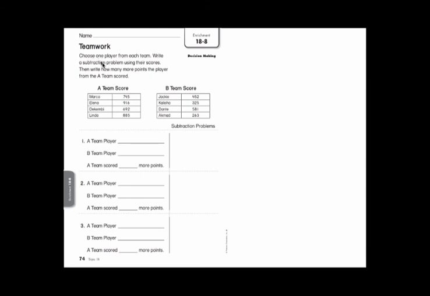So you actually are going to get to take a look at some problems right here. It says, choose one player from each team. Write a subtraction problem using their scores. Then write how many more points the player from Team A scored. So this is actually going to have you looking at some real-life data and making some decisions and some comparisons. So you're really going to be challenging yourself here to write some subtraction problems that solve some real problems. So go ahead and enjoy and get started.